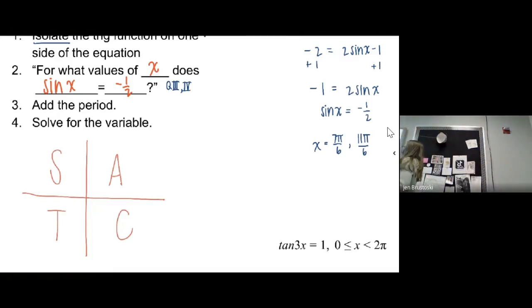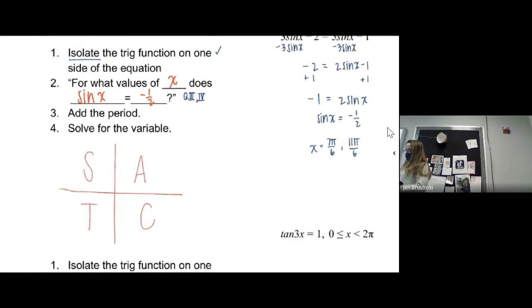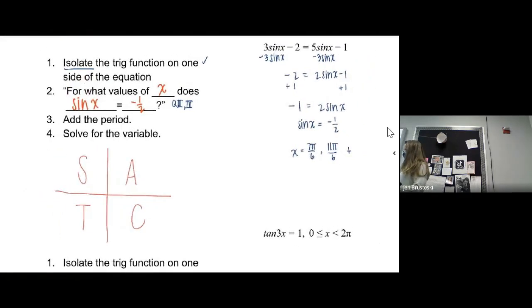All right, so then we want to add the period now. So we're going to add 2 pi n to each of these. And that n is how many times around it goes. So if we have a 0, it's the first time around. If we had a 1, it's already gone around one time. We're going around again, 2, and so on and so forth, because we can go around that circle as many times as we want to.